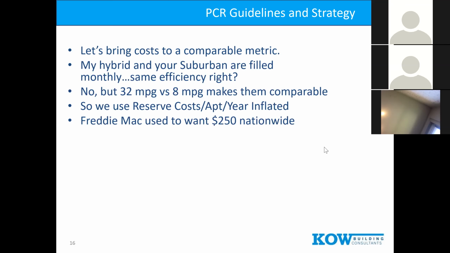So back in the 90s and even early 2000s, Freddie Mac said $250 nationwide per apartment per year inflated. I pushed back on that a lot. And I said, you can't compare a building in the middle of the Bronx to the middle of Kansas. It's just not fair. It's not fair to either one of them. Certainly it's not fair to the Bronx building. They're paying so much more for materials and labor and everything else. So that metric is how we can compare things.